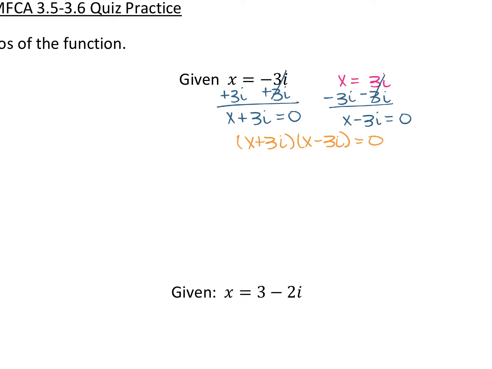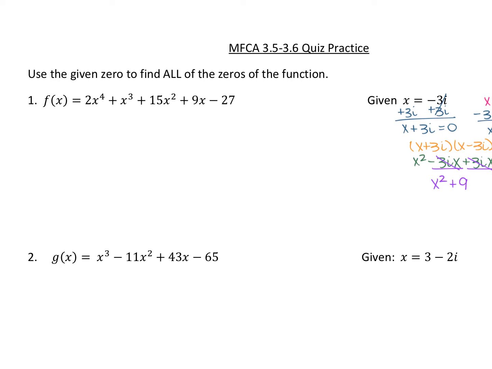So if we FOIL these out, you're going to have x squared minus 3ix plus 3ix minus 9i squared. You know that i squared is equal to -1, so we change the sign in front of that 9 to be a positive 9 instead of a -9, and cross out that i squared. The -3ix and the positive 3ix are opposites, so they cancel, and this is just x squared plus 9. That x squared plus 9 you're going to use with your polynomial, that f of x, with long division in order to solve for the other zeros.